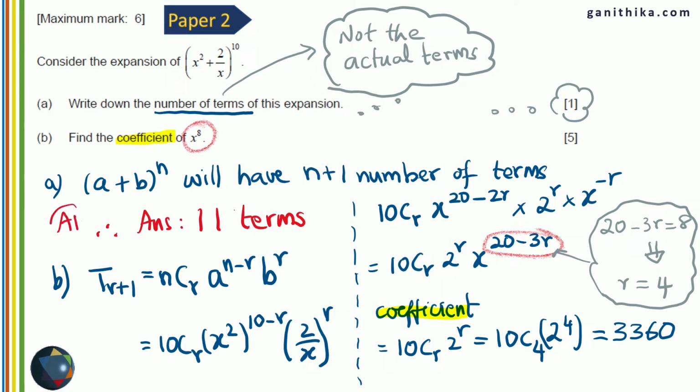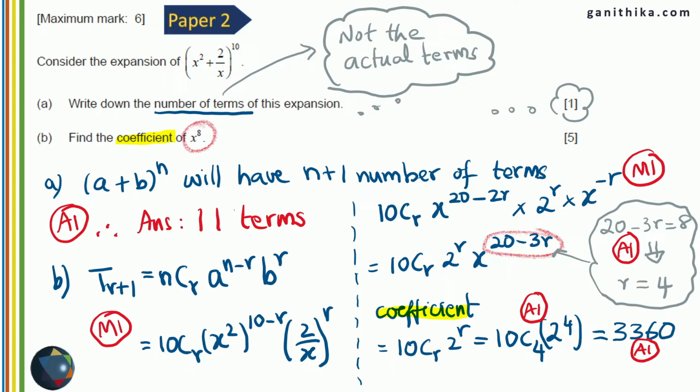So, going by the marking scheme, 1 mark for giving the answer 11 terms, just the answer 11 terms, and method mark for using the correct values into the correct formula and writing the correct expression in the expanded form, and finding the value of r to be 4, that carries an A1 mark, and the final answer for writing 10c4 2 to the power of 4. This is not final yet. You have got a final answer mark for writing the correct value 3360 as the coefficient of x power 8.